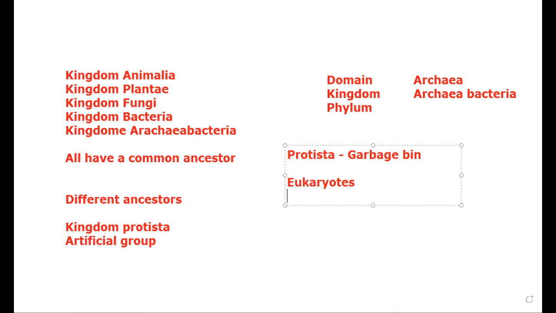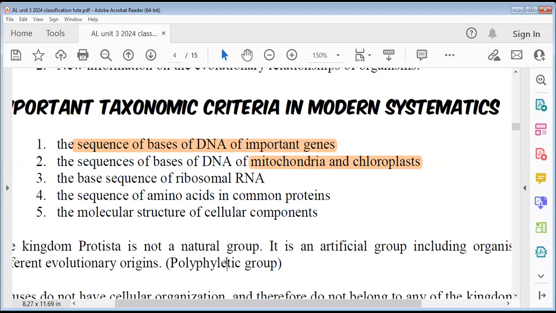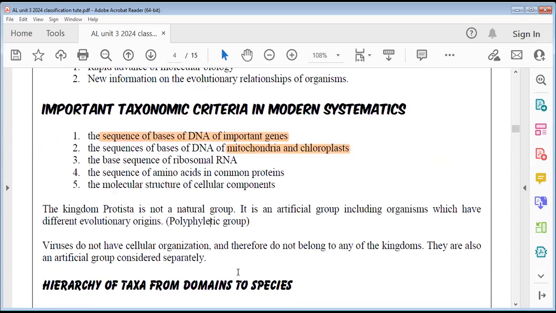So, having different ancestors is called by this name. How do you describe it? Polyphyletic group. Your book is telling they have different evolutionary origins. Different evolutionary origin means different common ancestors. Understood?